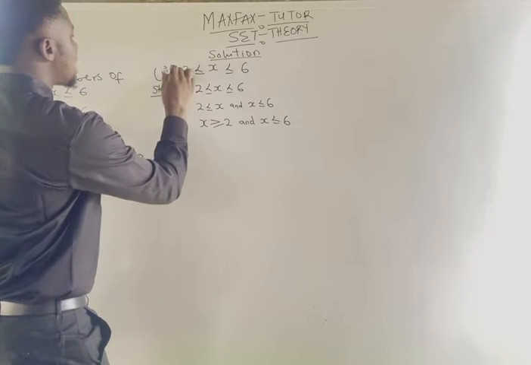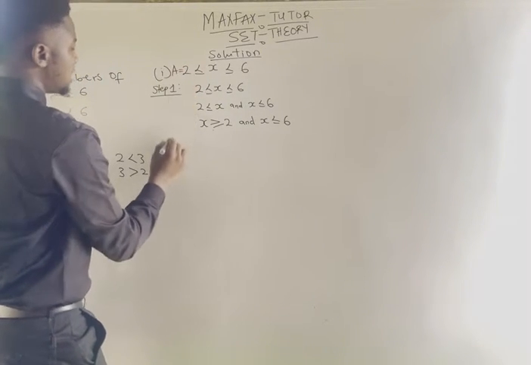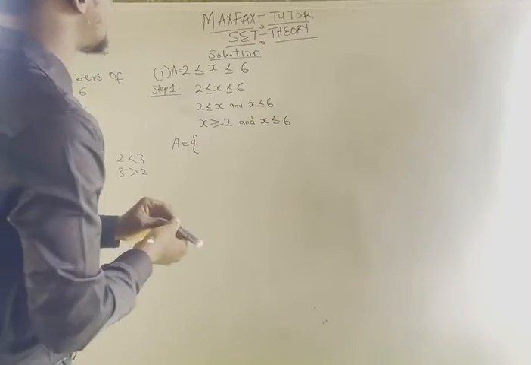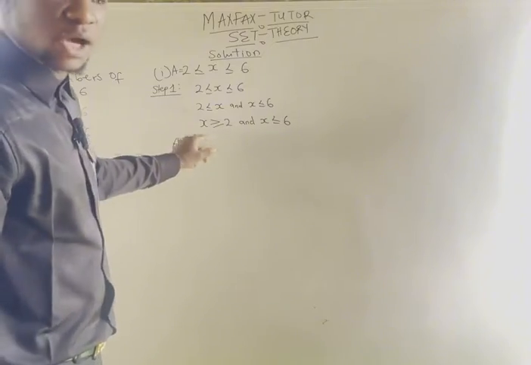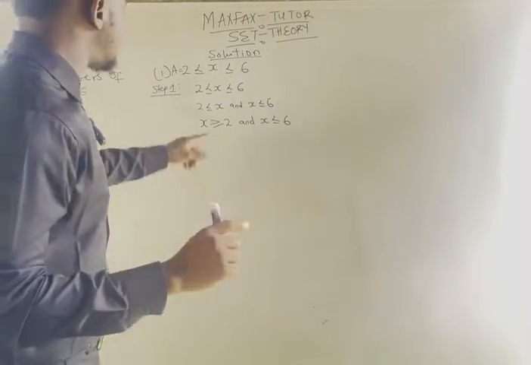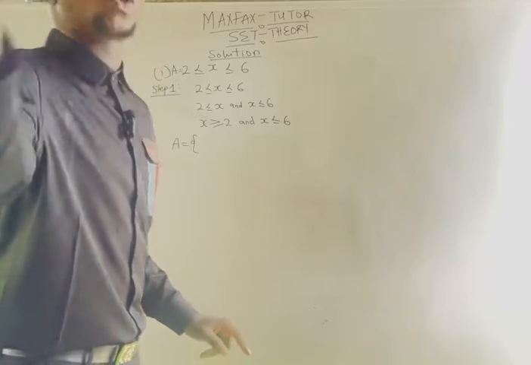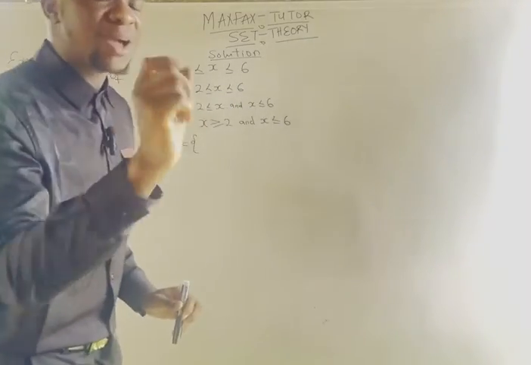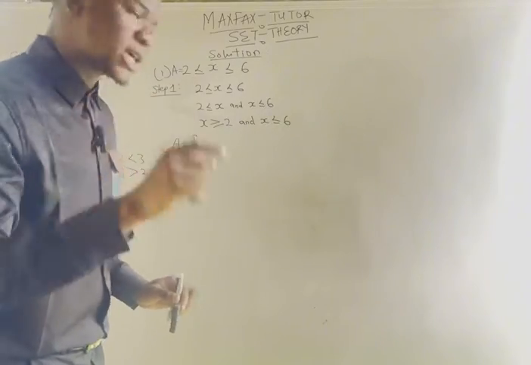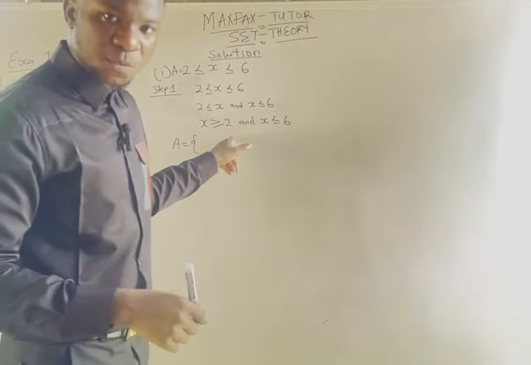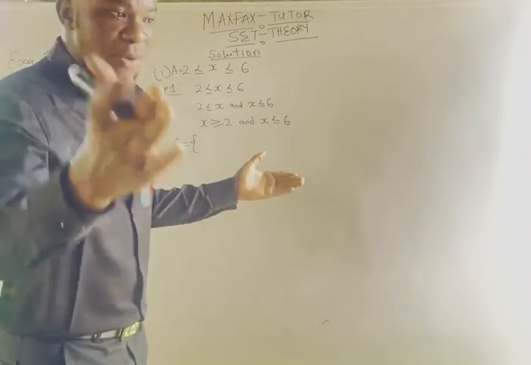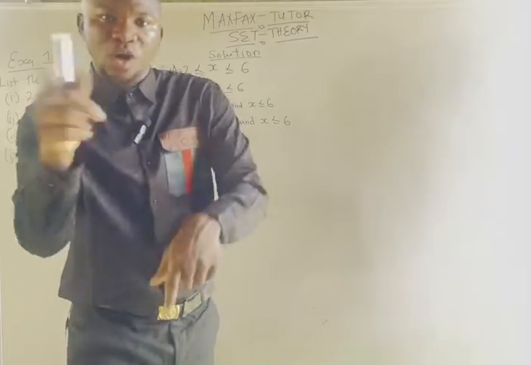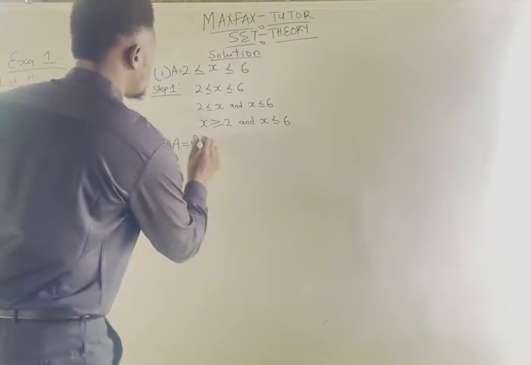Let me say this is A. Then the members of set A simply means that we are going to start the listing of this x from a number that is greater than 2 or equals to 2, because this sign simply means greater than or equals to. So everybody, let me ask you a question. Which number do you think is greater than or equals to 2? That is 2, because they say a number greater than or equals to 2. Equal to, that simply means we are going to start from 2.